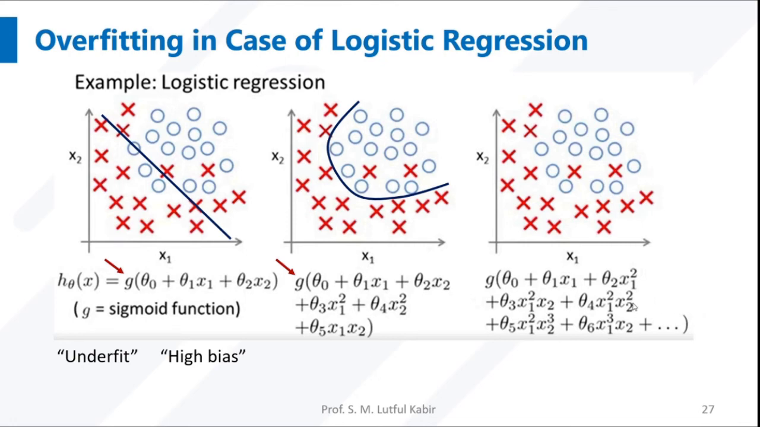But if you include higher powers of x, that means high order x's, then you can end up with a very good fit. Each and every positive is separated from the negative, and we can say the fitting is very good, but you cannot treat this as a very good decision boundary because it is not generalized. For any unknown point, it may not be able to distinguish. For the known points it is okay, but for unknown points, this non-uniform shape may create a problem in distinguishing the positive or negative result. So we call it overfit or high variance.